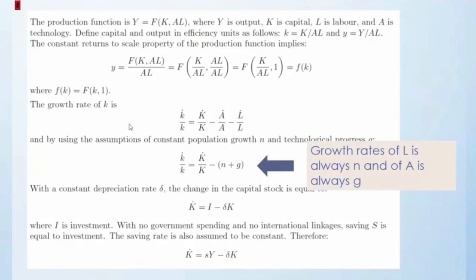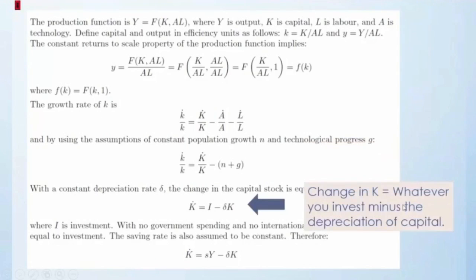So moving on, we know that the growth rates of technology and labor are given by g and n. So by substituting it in, and with a constant depreciation rate of delta, the change in K, which is our capital stock, is equal to whatever you invest minus the depreciation of capital which you have in the previous period. So this is the change in our capital stock.